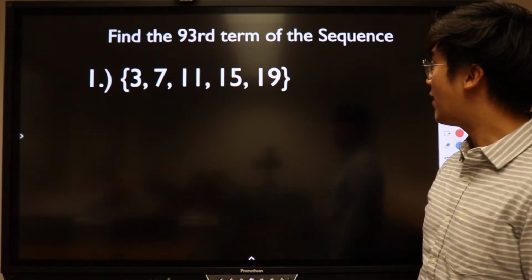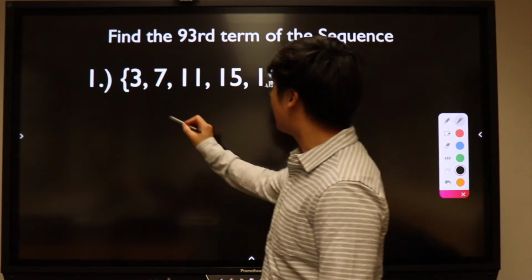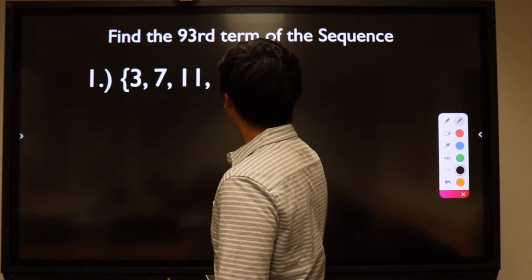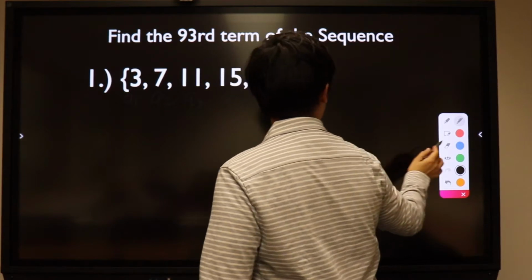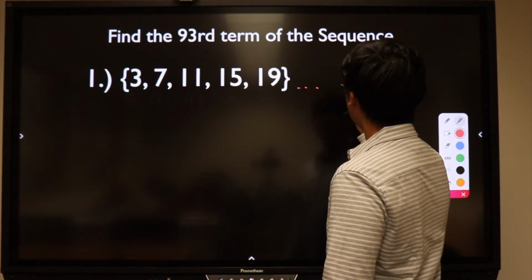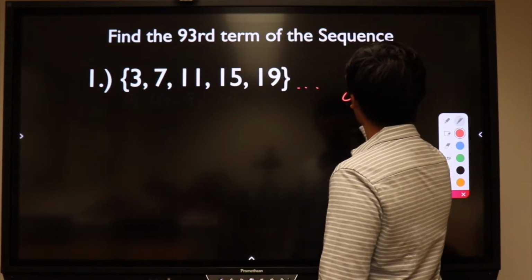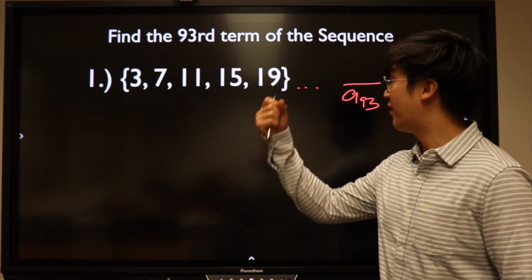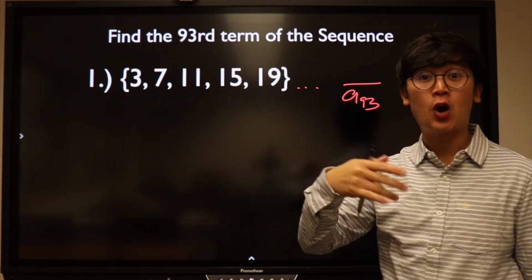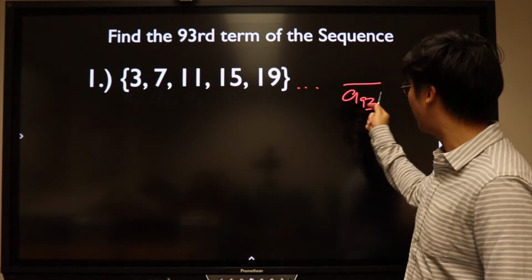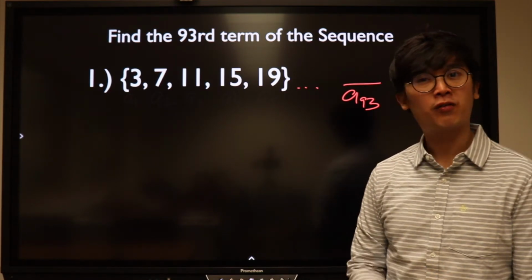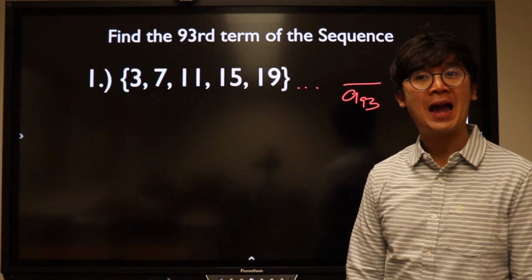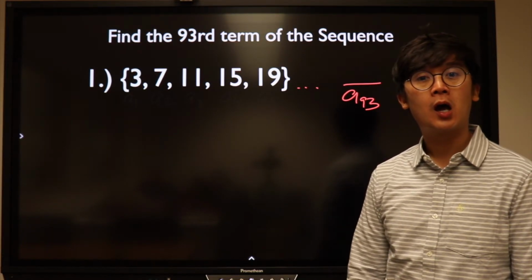We have 3, 7, 11, 15, and 19, and this is the first term, the second term, the third, the fourth, and the fifth. We're looking for the 93rd term. Are we going to write down the 6th term, the 7th, the 8th, all the way to the 92nd term so we can figure out the 93rd term? Of course not. So how are we going to attack this math problem?